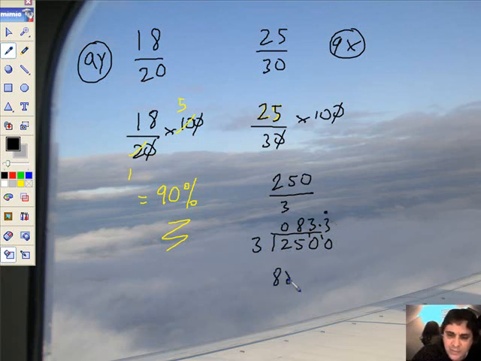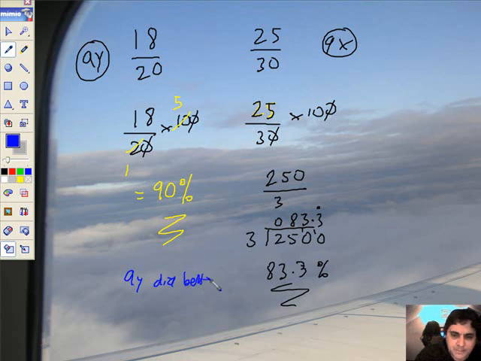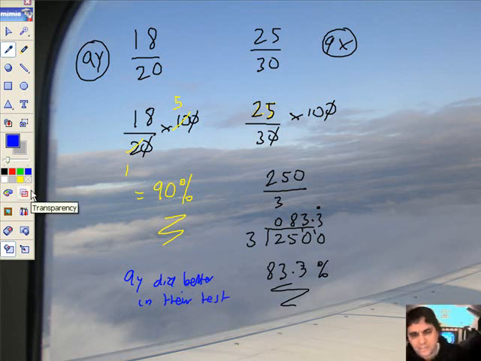Let's write it down. Not quite right there, not very tidy. 83.3%. So who did better? I must write the conclusion. 9Y did better in their test. Just need to contemplate if I could have done that in an easier way for you. Yes, I found an easier way, and I think I'll do it actually.